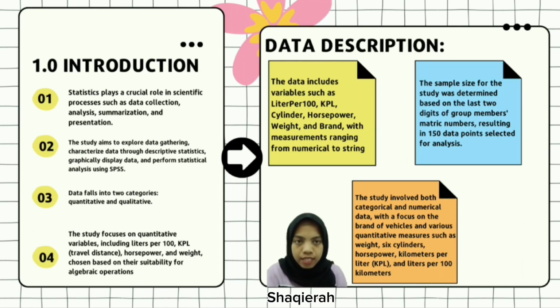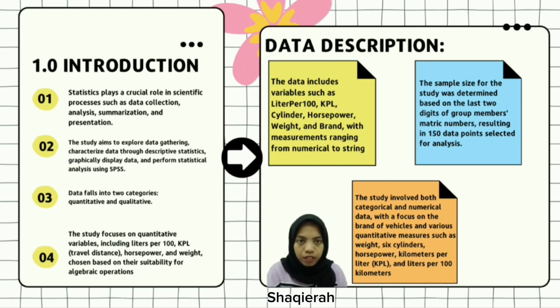The dataset for analysis comprises 393 observations on fuel used per 100 km, with 150 random observations selected for analysis. This study focuses on quantitative variables including liters per 100, kPl, horsepower, and weight, chosen based on their suitability for algebraic operations. Next, we will move to data description.